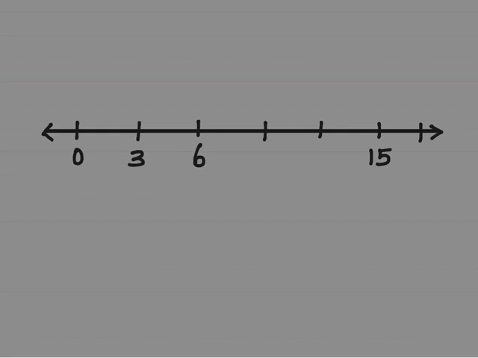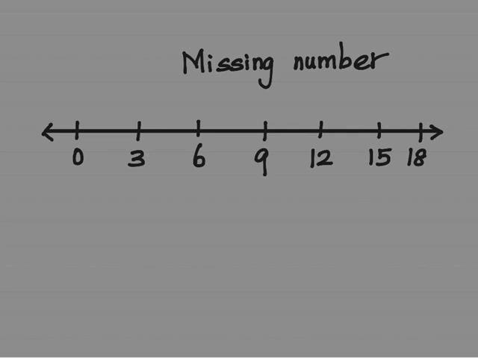And then it looks like they're skipping by 3, so 0, 3, 6. And then the next number is 9, and again skip by 3, 12, and then skip by 3, which is 15, and again skip by 3, which is 18. Okay, so in this question you are finding the missing number.